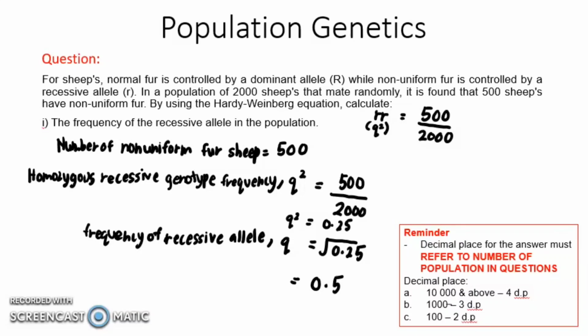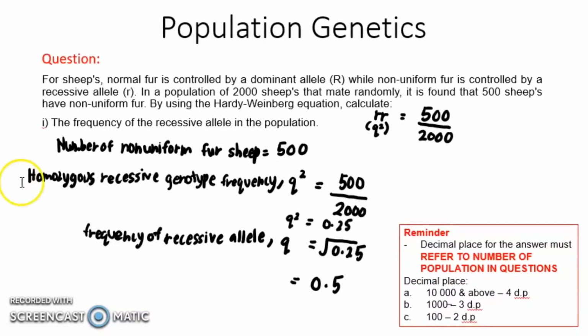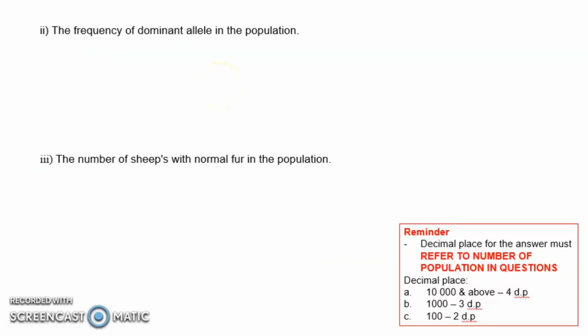And then for the next question, the frequency of the dominant allele in the population. Since we already got the frequency of the recessive allele, which is Q equal to 0.5, there is no problem to calculate the frequency of the dominant allele. Why? Because just insert the value into the Hardy-Weinberg equation to get the allele frequency, which is P plus Q equal to 1. We already got the value of Q, so just write P plus 0.5 equal to 1.